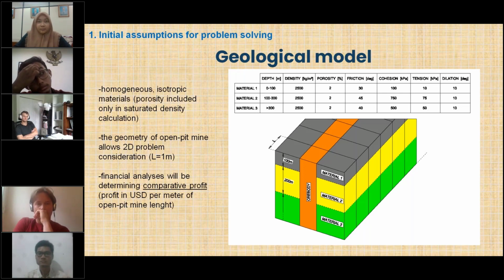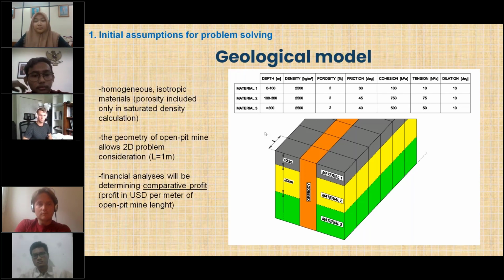Profit for different models may be calculated and compared according to a certain constant length represented as length L in this figure. For the calculation model, we adopted that length L is 1 meter long. So we get that the volumes of materials in cubic meters are numerically equal to the areas in our 2D model for slope stability calculation.